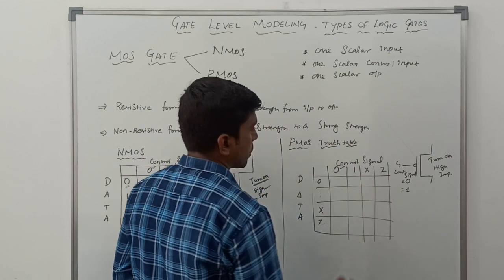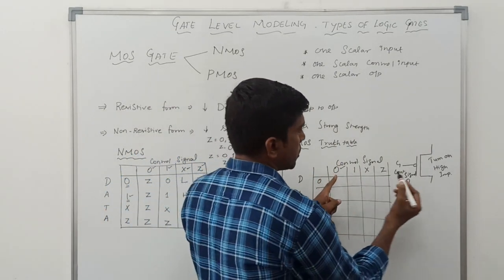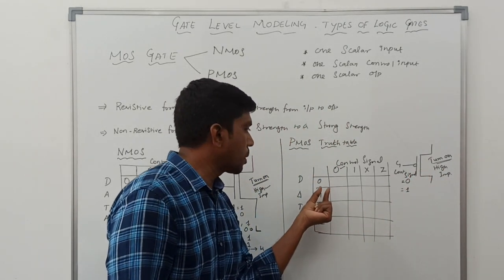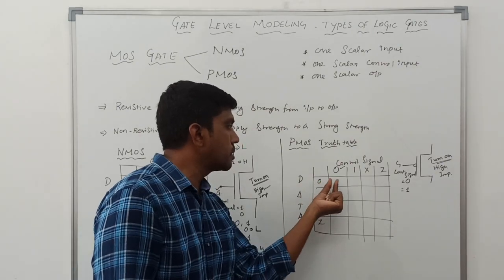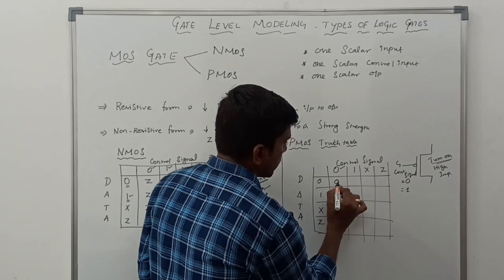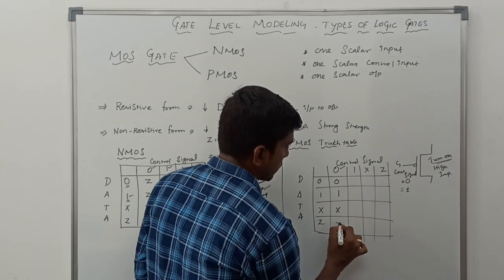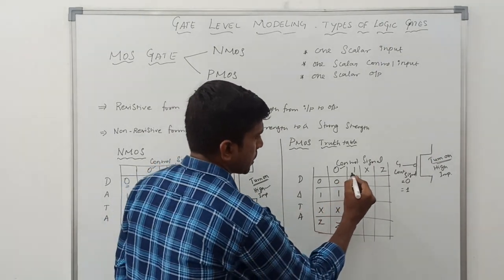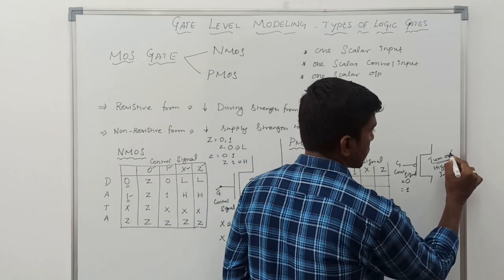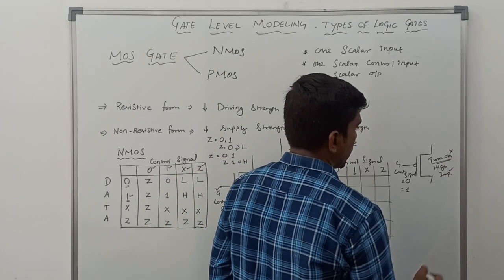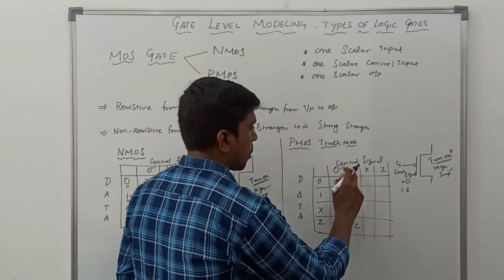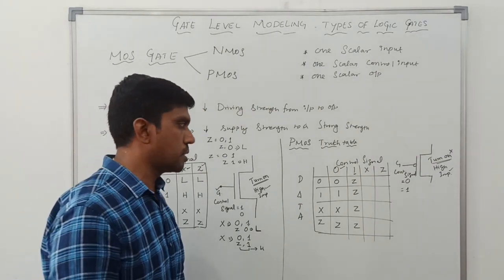First let me take the control signal 0. The control signal is 0, so the transistor is turned on. If the transistor is turned on, whatever data is present on the input side is reflected to the output side. So the output is 0, 1, X, Z. The next one, control signal is 1. If the control signal value is 1, the transistor turns off and goes to high impedance state. High impedance state represents Z. So all four output values are Z.